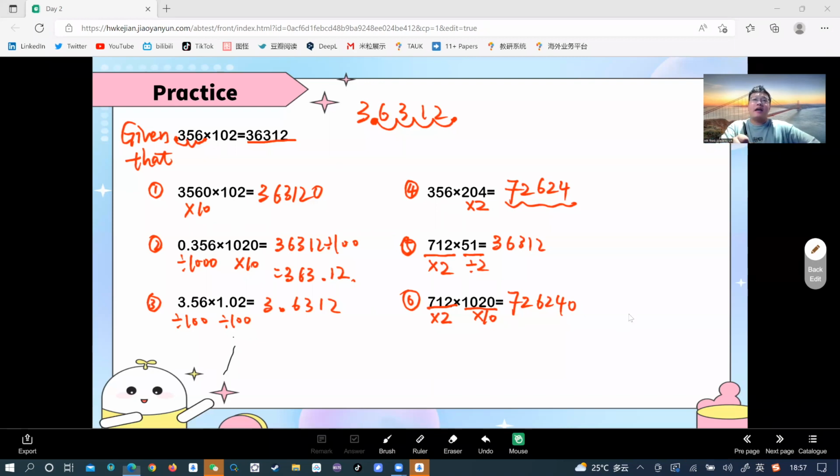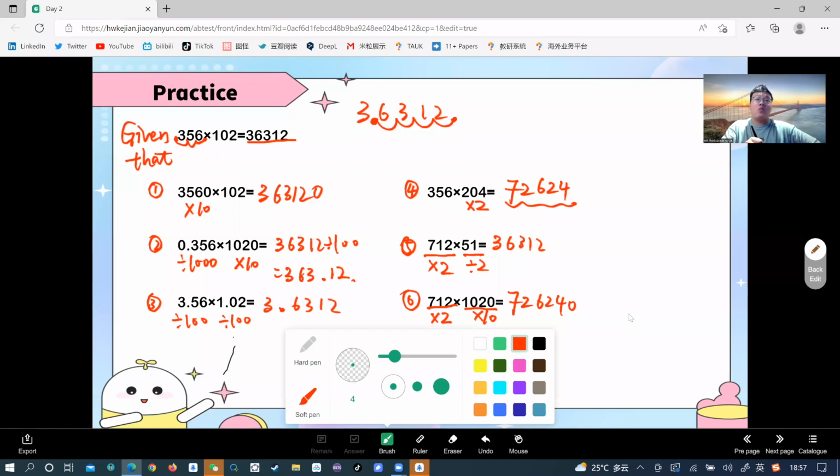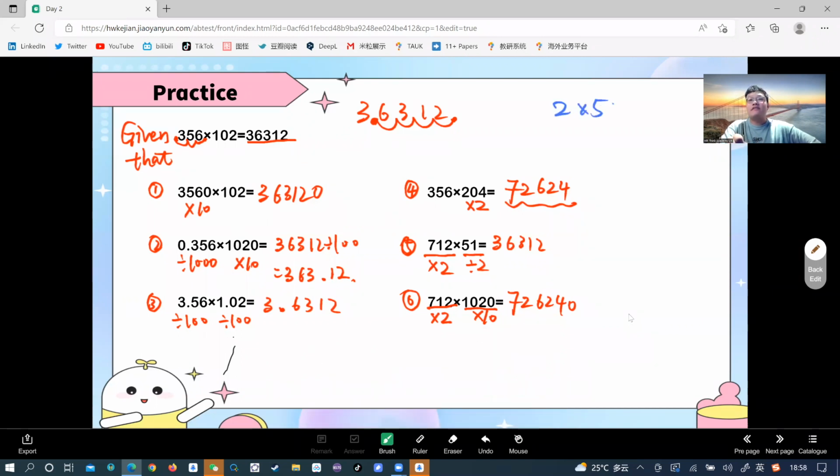So tell me, if I do 2 times by 5, what is the answer? Type that answer in the chat box. It's 10. But what about, let's say, 4 times by 25? What you got? Type that. It should be 100. Yes. And then one more. 8 times 125. What is that? It's 1000.